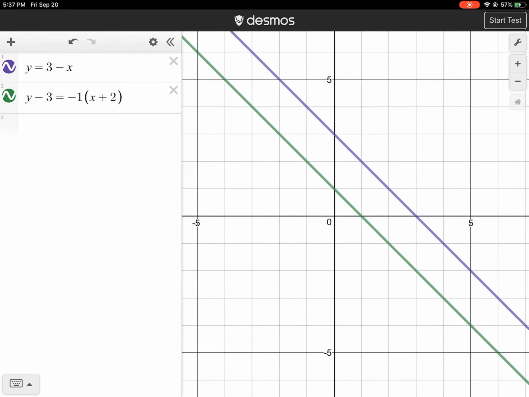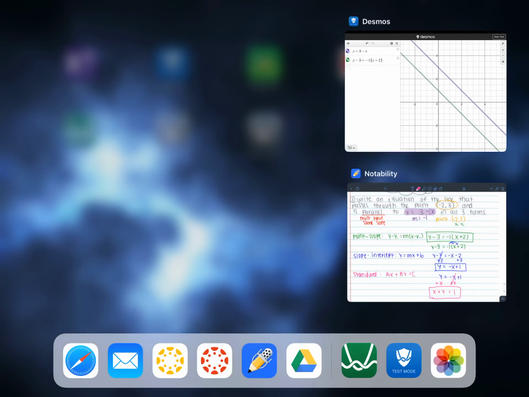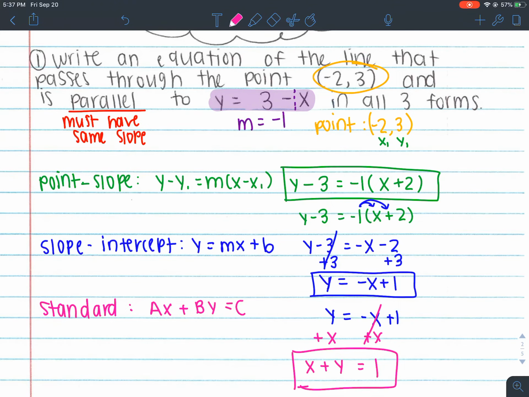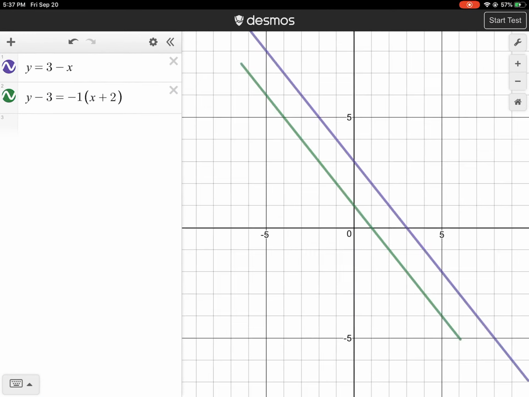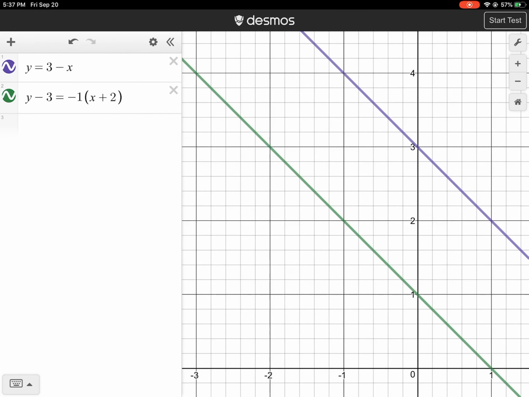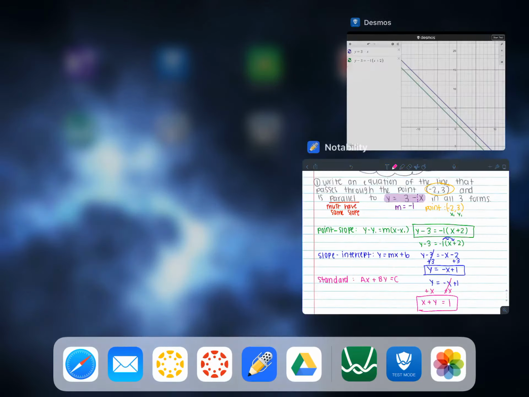So the green line is the point slope version, and the purple line was the original line, right? We're trying to make it parallel to the original line, and it has to go through the point -2, 3. Let's see if it actually does go through the point -2, 3. So let's look at -2. If we go from -2 to 3, yes, our green line actually crosses it right there. Okay, so it actually crosses at -2, 3. So that was right. Our green line goes through that point and has a slope of -1, which makes it parallel to our original purple line.